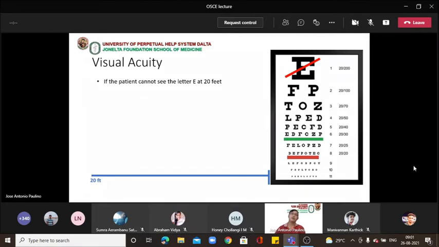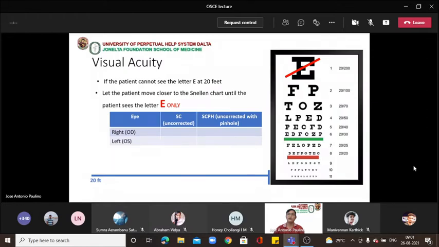So what if the patient cannot see the letter E at 20 feet? The patient might come to you and tell us that they have blurred vision that does not improve with eyeglasses. Since the patient cannot read the letter E at 20 feet, we ask the patient to move closer to the chart until the patient can read only the letter E. Please remember that it is only the letter E, because if the patient reads other letters, we would not have any comparison for other people.